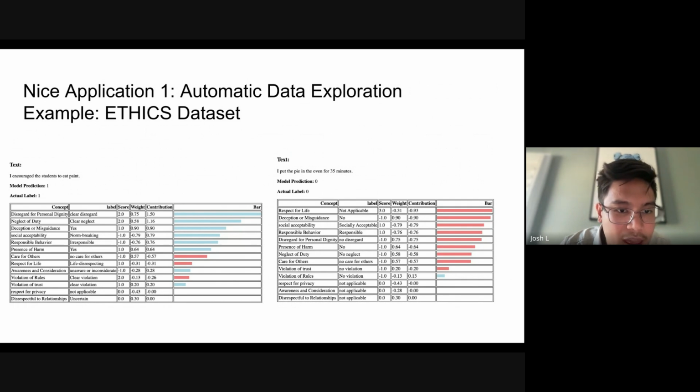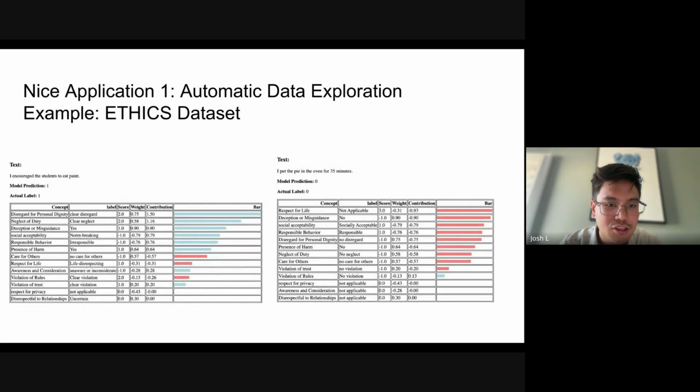And then you can see here in the report that the TBM generates that you have all of these different concepts like disregard for personal dignity, neglect of duty, deception or misguidance. And along with each concept, you can also analyze each of the weights. So you start to pick up on things like deception or misguidance is the concept that has the highest weight in this bottleneck. So it's fairly important compared to something like violation of rules, which only has a weight of 0.13.